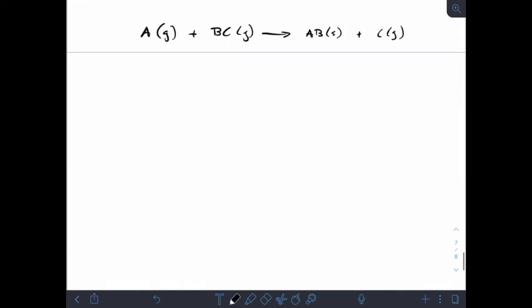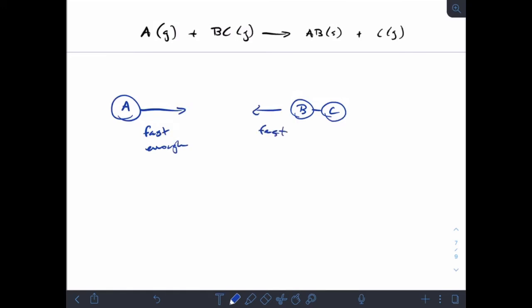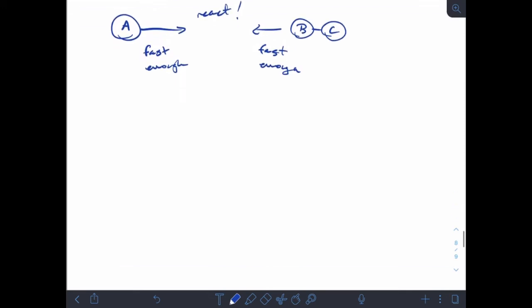Okay, so let's take a look at this from a cartoon standpoint. Let's say that we've got some gas A, and gas A is traveling in this direction. And let's say I've got some gas BC, and it's traveling in this direction. In order to make our solid, I need A to collide with B, so that I can get that AB solid. And if A is traveling fast enough, and BC is traveling toward it fast enough, we get a reaction. We have the correct orientation of A going to collide with B, and they're moving fast enough, they have enough kinetic energy, we have a reaction.